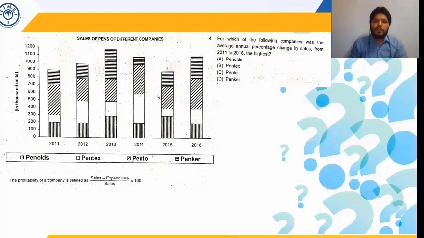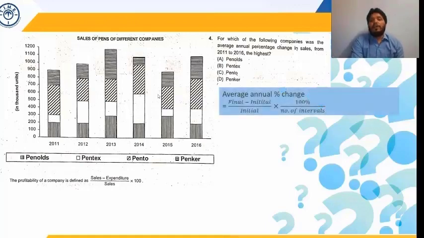Okay. Question is, for which of the following companies was the average annual percentage change in sales from 2011 to 16 the highest? So we have studied in the last class again in our tools what is average annual percentage change. So first we need to remember that the average annual percentage change is final minus initial divided by initial into 100% divided by number of intervals.